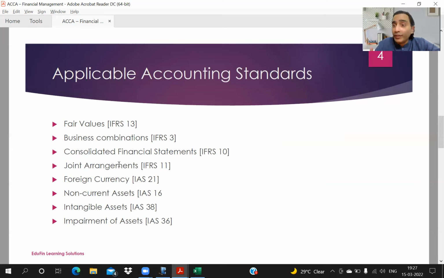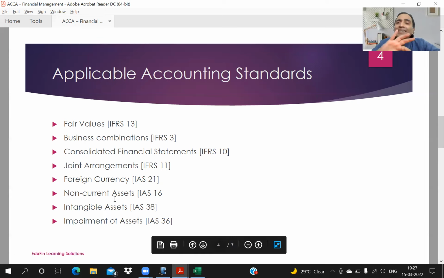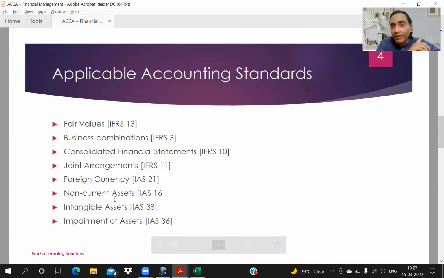Joint arrangements, we are going to learn for the first time, IFRS 11. Foreign currency, we have studied a little bit in FR. Now we are going to learn more in detail in SBR. Non-current assets, you are already aware, but again, now the perspectives will change. The questions would be a little different. Intangible assets, we have studied impairment of assets. But we are not going to learn these standards again, what we have studied in FR. Those things we will definitely apply, and we are going to discuss them as well. Don't worry. But now the application part will be more important. Discussion part will be more important.